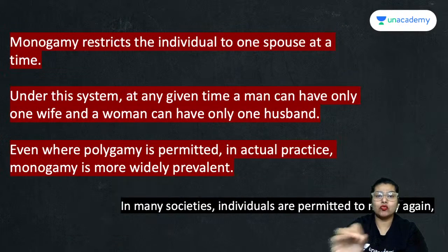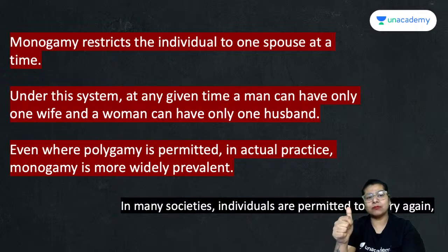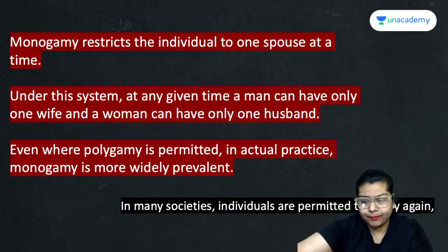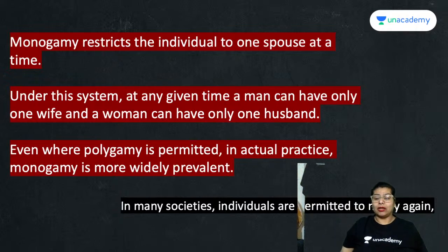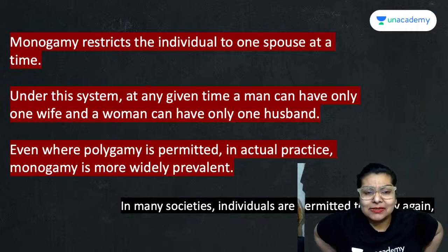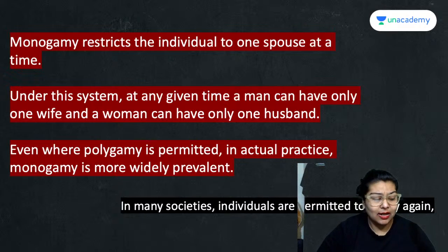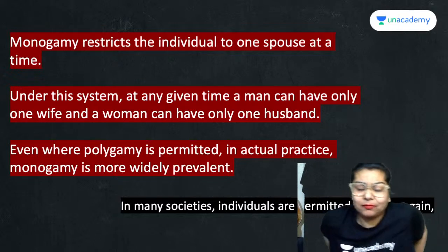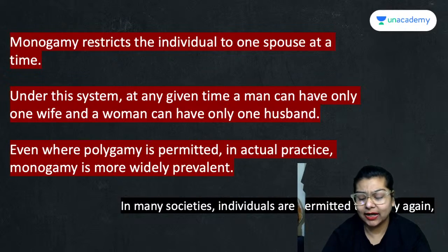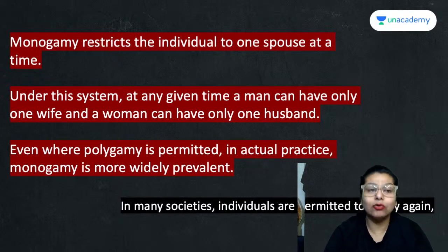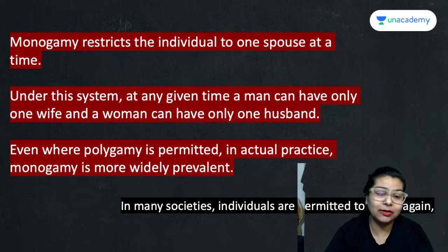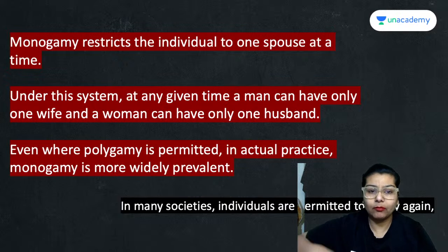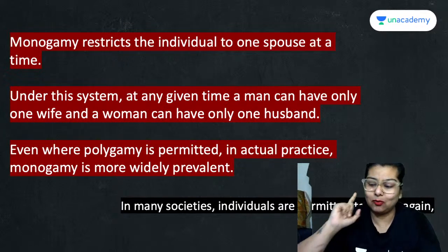So, how do we name them? It's monogamy and polygamy. What is monogamy? It restricts an individual to one spouse at a time, and under this, at any given time, a man can have only one wife, and a woman can only have one husband, not more than that. Even where polygamy is permitted, in actual practice, monogamy is more widely prevalent. I'm sure you must have studied this and you know that in many places this is still prevalent, but now there are different rules, and the government has made it clear that these need to be abided by if you want to get married and want the society to give you permission. So, monogamy restricts the individual to one spouse at a time, whereas polygamy is where this is permitted, but in actual practice, monogamy is more widely prevalent. They still accept only having one spouse at one time, not more than that.